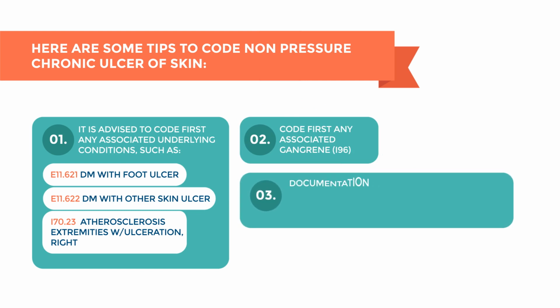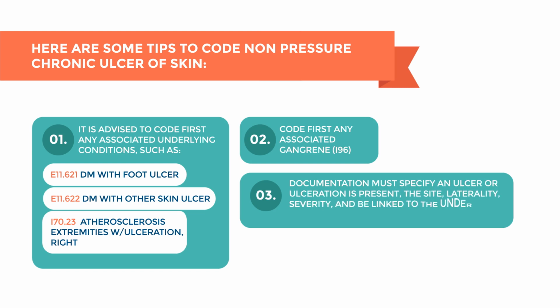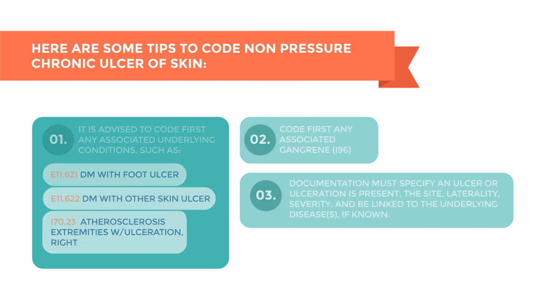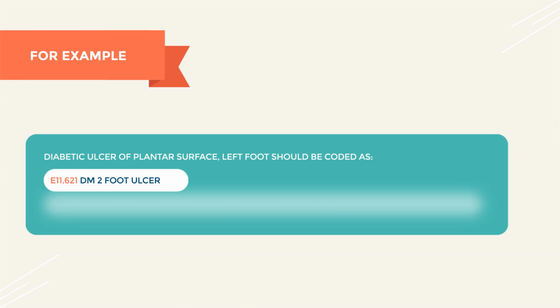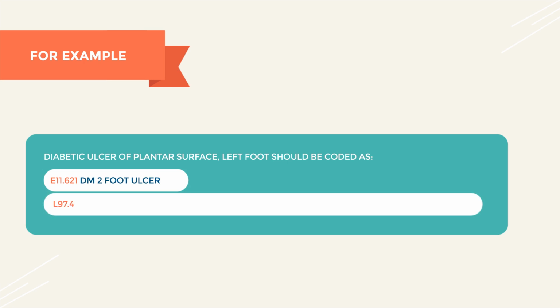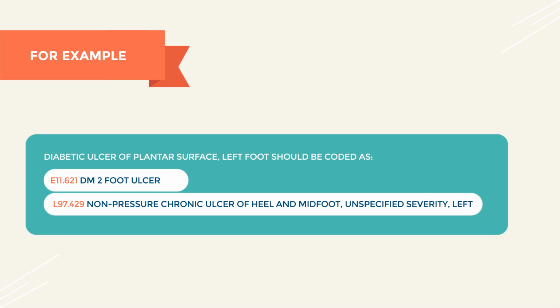3. Documentation must specify an ulcer or ulceration is present, the site, laterality, severity, and be linked to the underlying disease or diseases if known. For example, diabetic ulcer of plantar surface, left foot, should be coded as E11.621 DM2 foot ulcer, L97.429 non-pressure chronic ulcer of heel and midfoot, unspecified severity, left.